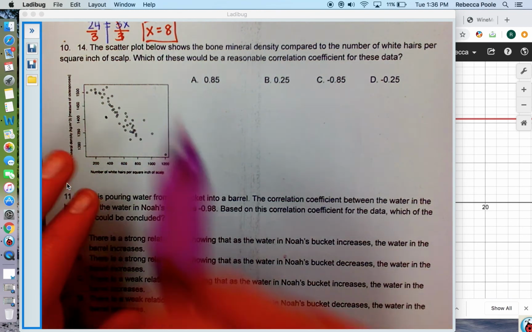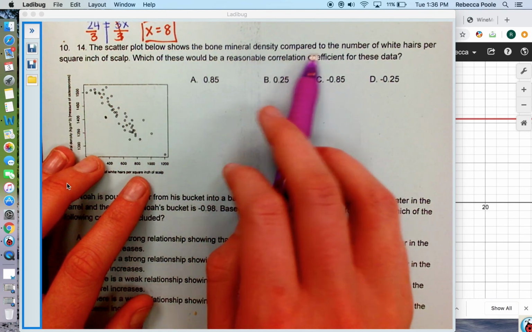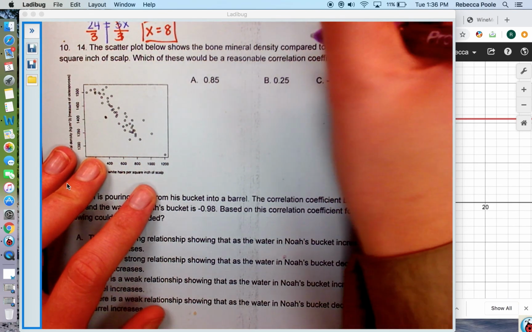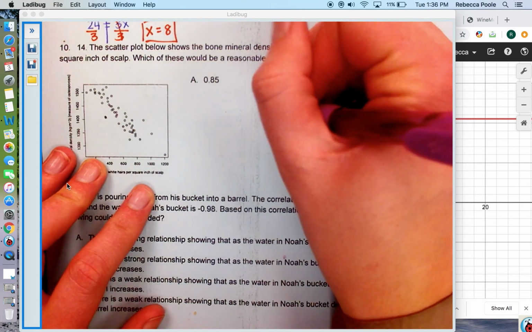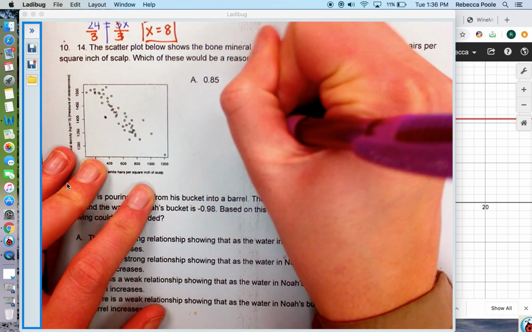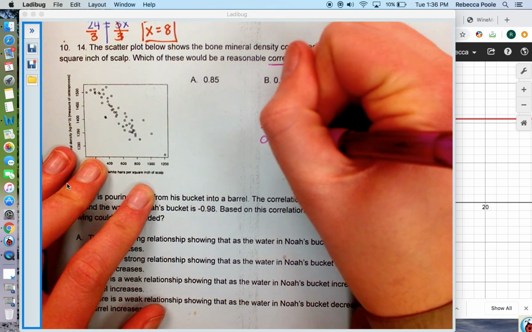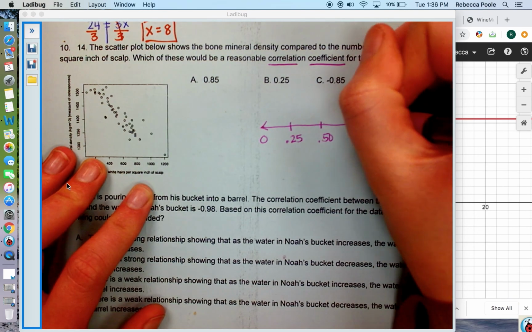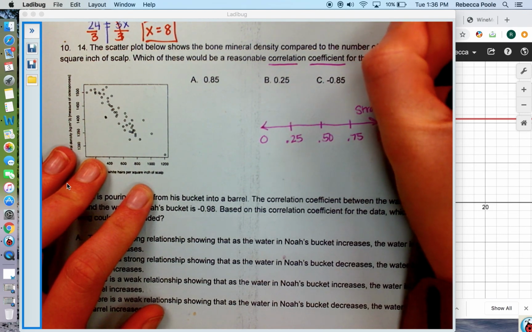So if we look at number 10, it says the scatter plot below shows the bone mineral, blah, blah, blah. Which of these would be a reasonable correlation coefficient? So remember, your correlation coefficient is your R value from 0 to 1. And I think every teacher has taught the McDonald's method. Yes, it's corny, but you guys usually remember it really well. So remember, this has to be strong because it's close to $1.